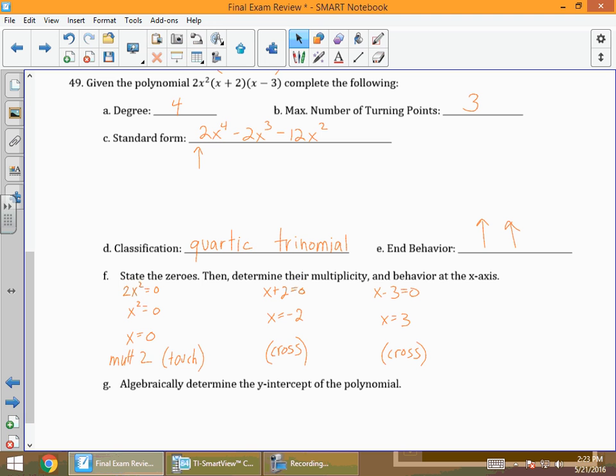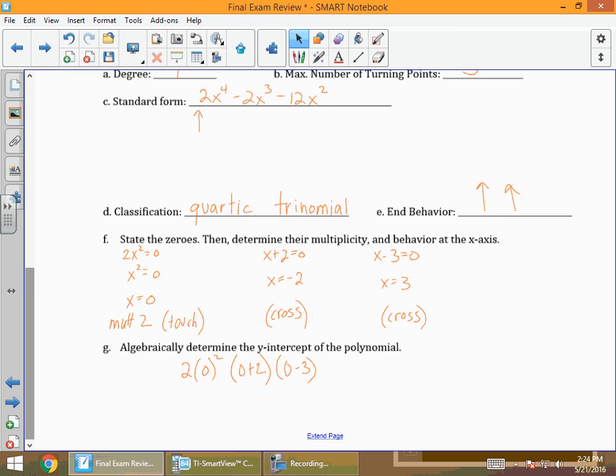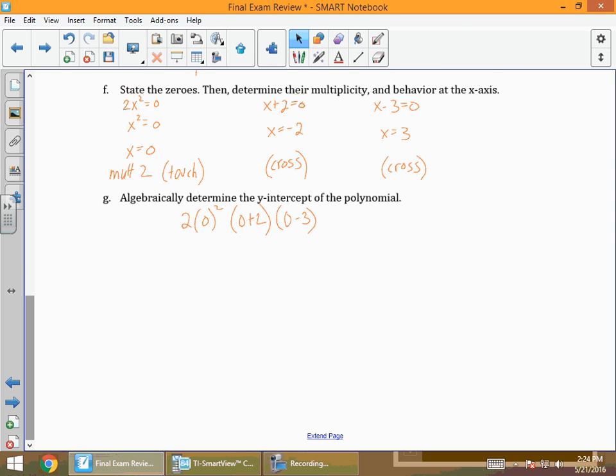Part G says algebraically determine the y-intercept. So the y-intercept is when this equation equals, this is when we plug 0 in for x. So I will go 2x squared, so 2 times 0 squared. And we'll multiply that by 0 plus 2. And we'll multiply that by 0 minus 3. So when you are algebraically trying to find the y-intercept, the y-intercept by definition is plug 0 in for x and solve for the y.